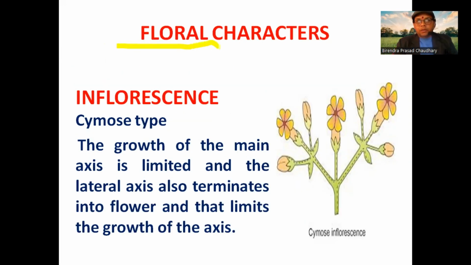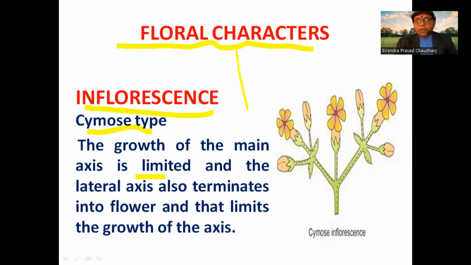This is about floral characters of the plants in this family, Solanaceae. First we have to study the inflorescence. Inflorescence, this is cymose type. What do you mean by cymose type? The growth of the main axis is limited. Means in this type of inflorescence, we see that the main axis of the flower is limited.